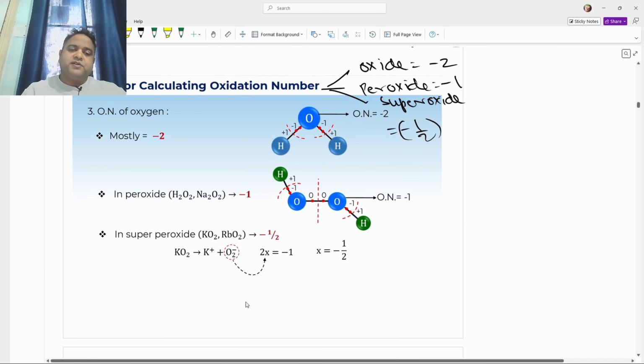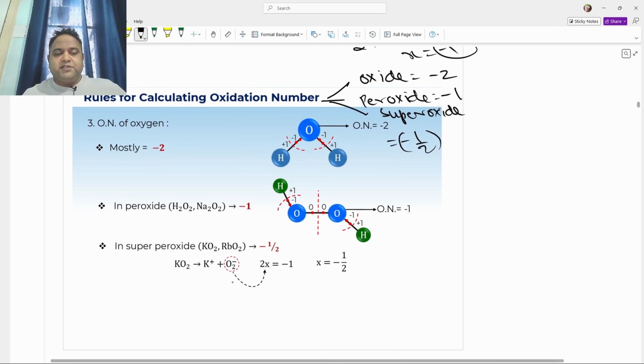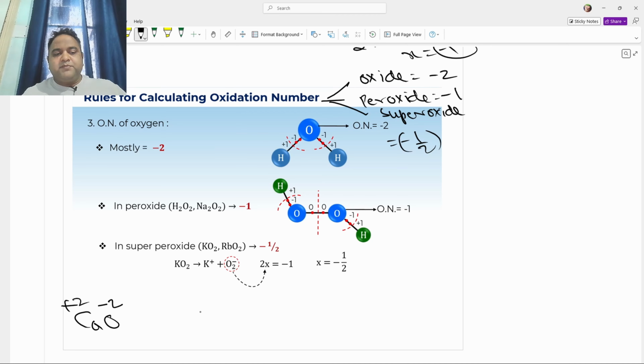Oxide, peroxide, and superoxide. Here you can take the example. Suppose I am having calcium oxide, CaO. Calcium is having plus 2, so here minus 2 should come, so that the resultant should be 0.